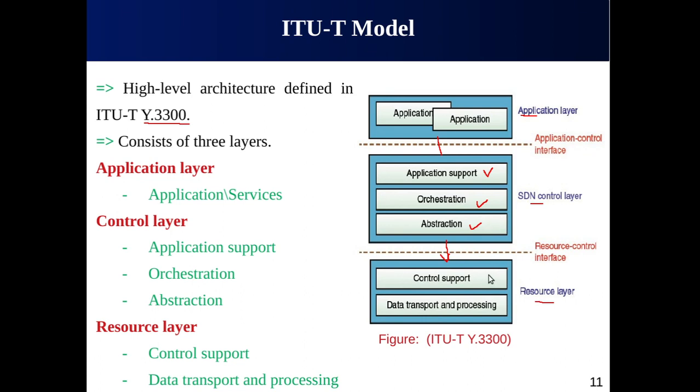This resource layer also is made from two sublayers, the control support and data transport and processing. And it is very much clear. Control support means it supports programmability of resource layer functions with the help of the resource control interface, as it is closest to the controller, so that is why it's the control support. And finally, we have the responsibility of the forwarding. So for that, we have the second sublayer, the data transport and processing, which provides data forwarding and data routing functions.